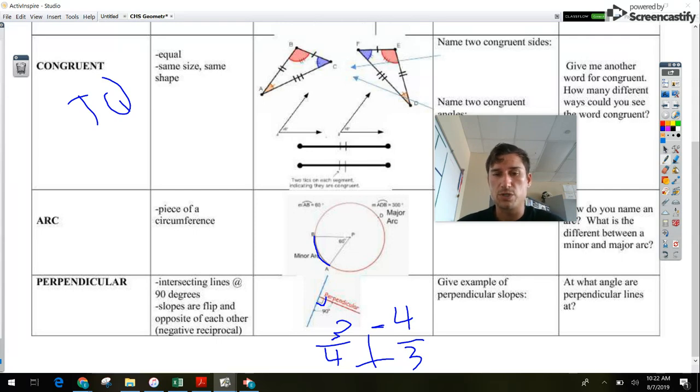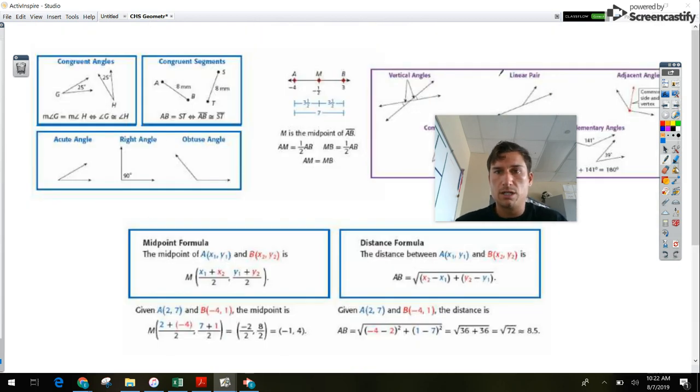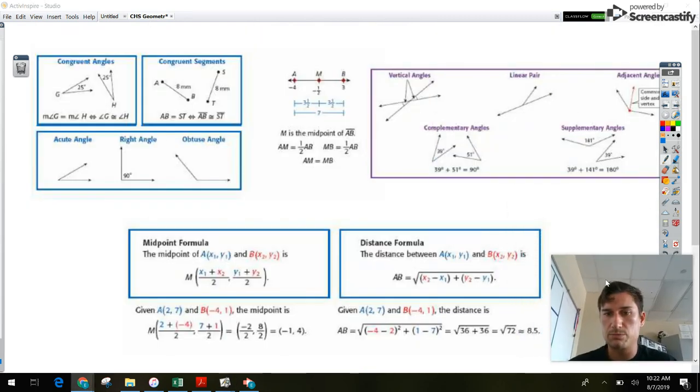Flipping opposite gives you an action of what to do. So remember how to do perpendicular slopes. The angle is at 90 degrees. So really important there. And as we're finishing up here, here's kind of a regroup. Congruent angles, congruent segments. So remember, you have the congruent arcs, and then you have the dashes. The acute angle, right angle, obtuse angle.